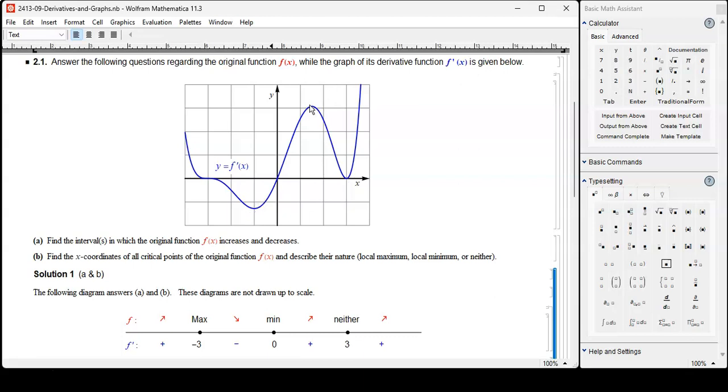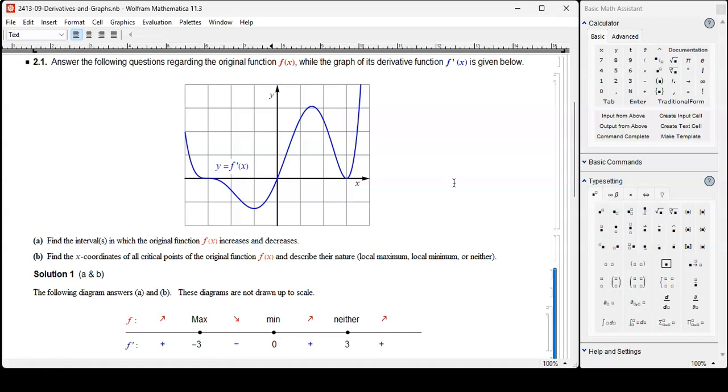These points and that point, those are not critical points. The critical points means the derivative must hit 0, and this graph is a derivative function. The derivative function, this blue graph, must hit 0, the x-axis right here, there, and finally here. -3, 0, and +3. So those are three critical numbers. 3 x-coordinates of critical points. There are 3 critical points.